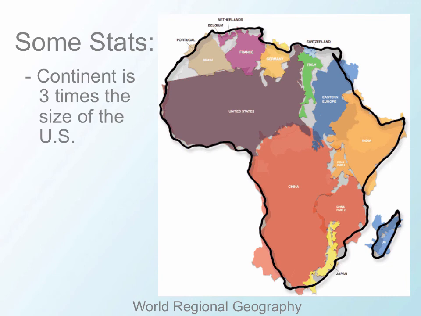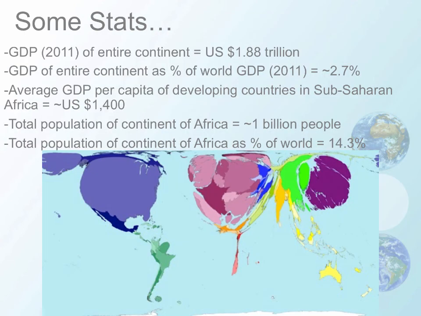Three of the continental US's could fit in Africa. And here's a visualization cramming a number of countries into the continent of Africa. So it's a lot bigger than we think of. The GDP of the entire continent is pushing $2 trillion. That is an infinitesimally small percentage of the world GDP.